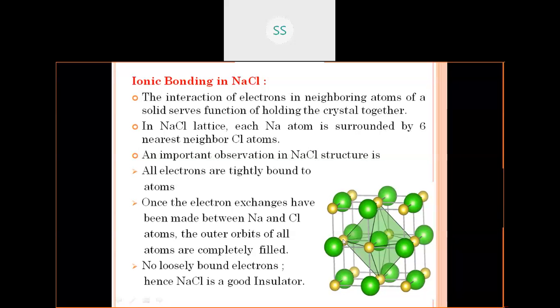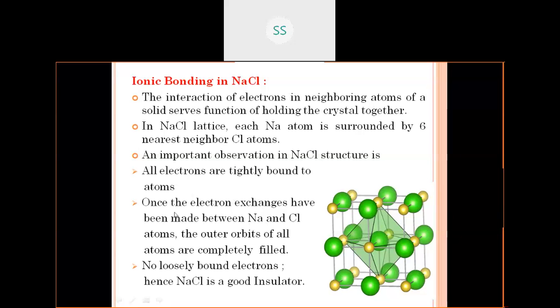So what are the observations from this particular structure? What is the speciality in this bonding? All electrons are tightly bound to the atoms. In NaCl ionic bonding, the very first feature is that all electrons are tightly bound to the atoms. And once the electron exchange has been made between Na and Cl atoms, the outer orbits of all atoms are completely filled.